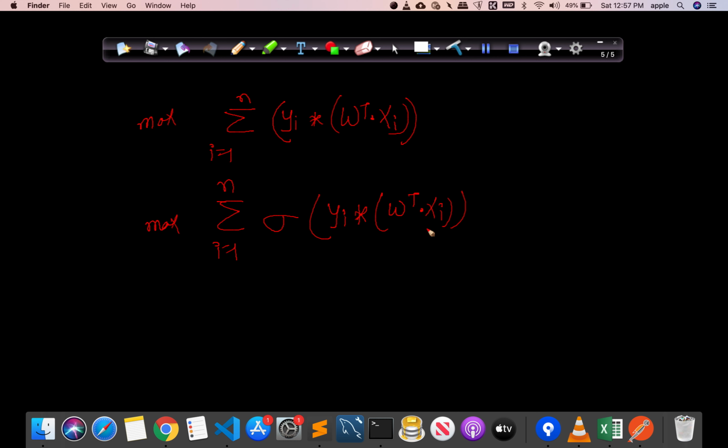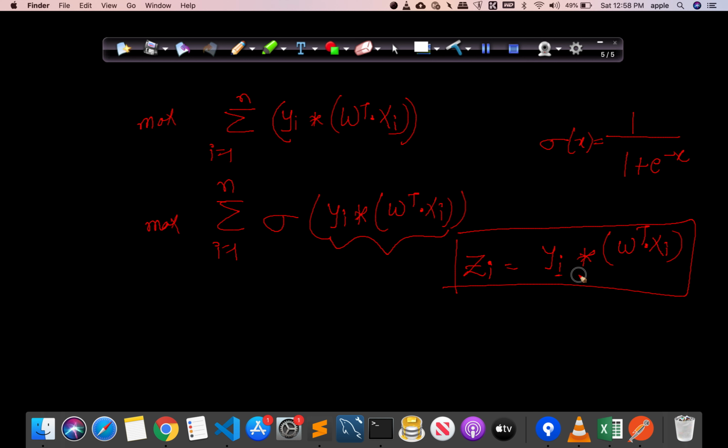Now since we know that sigmoid of x equals to 1 upon 1 plus e to the power minus x, writing this large term every time is not very convenient. So what I will do is I will make it zi, where zi is equal to yi multiplied by w transpose xi. So from now on we will replace this large term with zi. So now this will be replaced with the summation of i equals to 1 till n, and we have to maximize this, the sigmoid of zi.